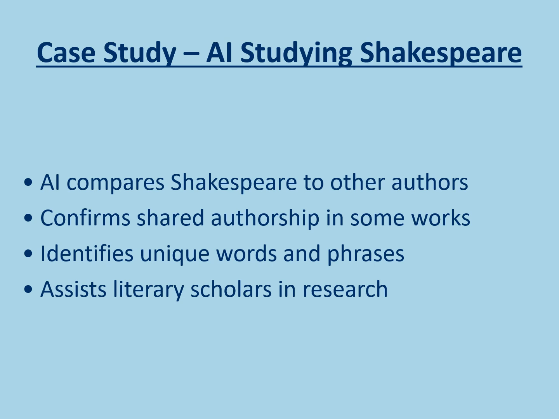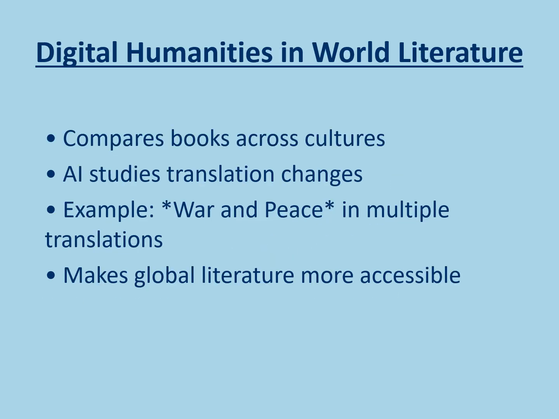AI compares Shakespeare to other authors and assists literary scholars in research. It also identifies the unique words and phrases used by Shakespeare. This confirms shared authorship with some other works. Digital humanities in world literature compares books across cultures. Digital humanities is transforming how we study global literature across cultures and languages.